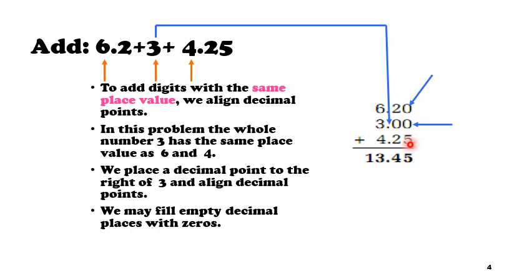Now I can add the digits column by column because I lined up the decimals at the beginning, then find the sum. So I'll add 0 plus 0 plus 5 equals 5. 2 plus 0 equals 2. 2 plus 2 equals 4. Now I will add 6 plus 3 equals 9. 9 plus 4 equals 13. So the sum will be 13.45.